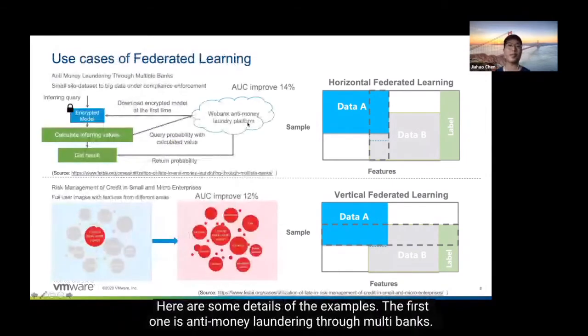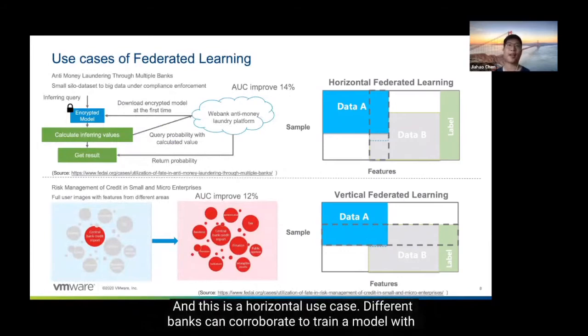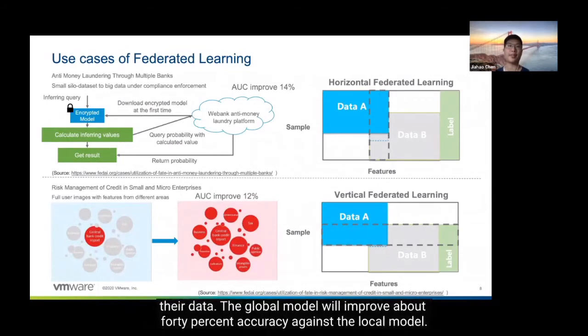Here are some details of the example. The first one is anti-money laundering through multiple banks, and this is a horizontal use case. Different banks can cooperate to train a model with their data. The global model will improve about 14% in occurrences against the model only trained by the local data.